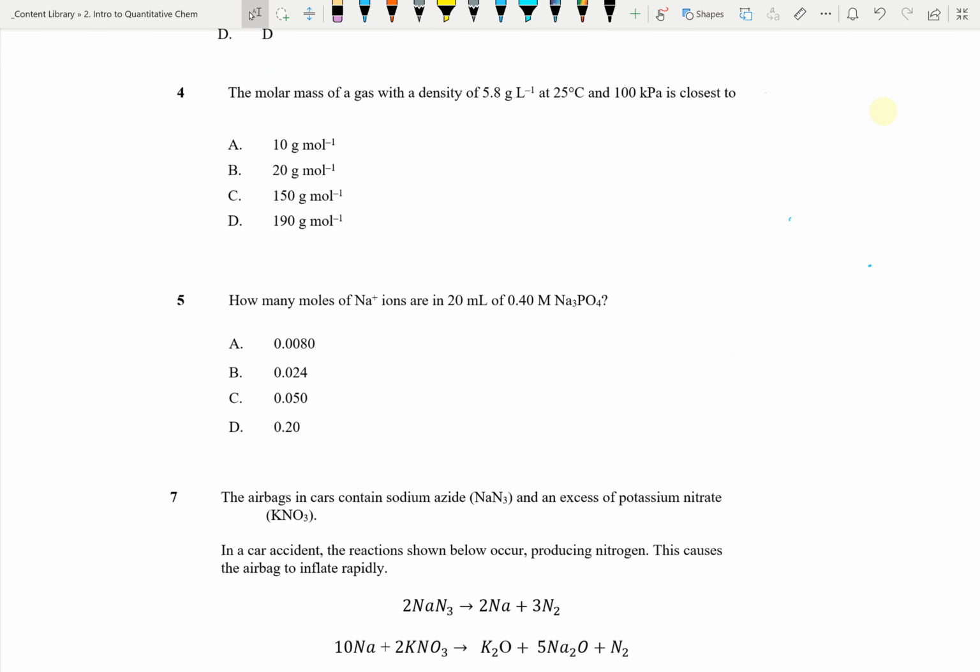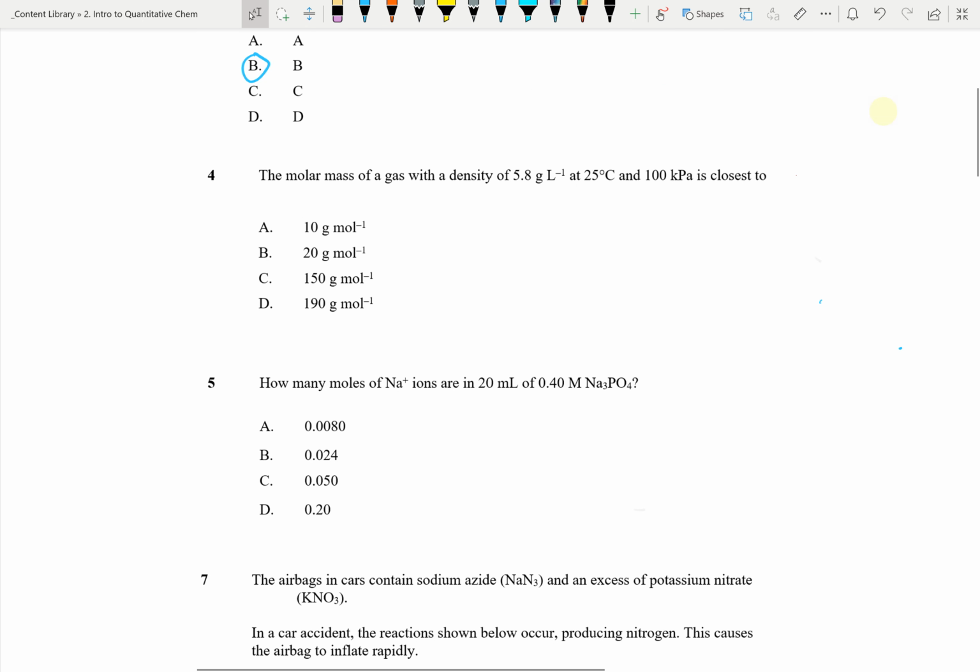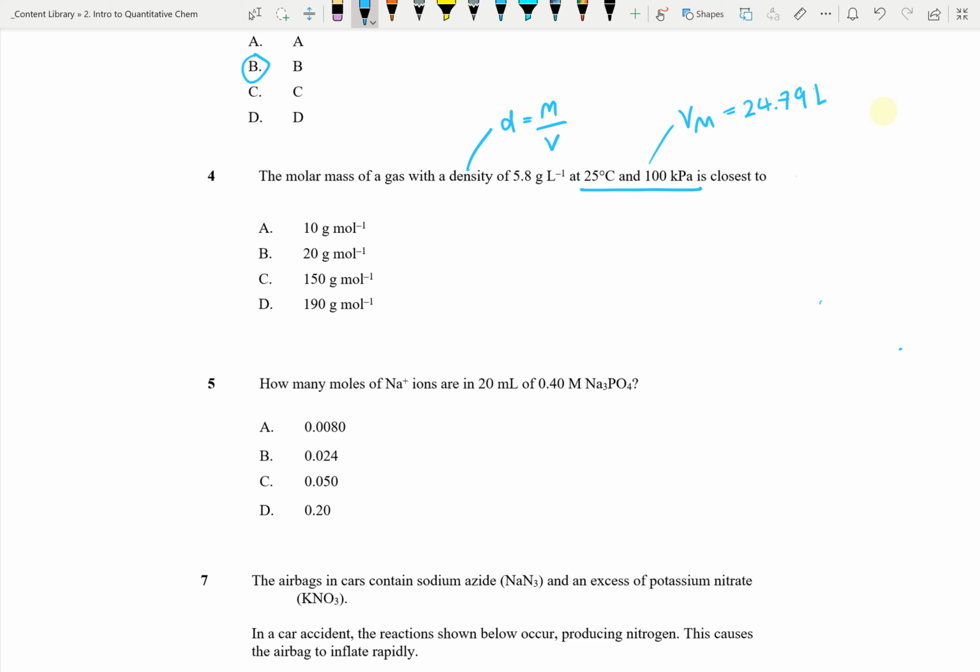For the next question, we've got the molar mass of a gas with a density of 5.8 grams per litre at 25 degrees and 100 kilopascals. First thing that comes to mind for me is I know that the formula for density is mass on volume. I don't know if I need to use it, but it's useful to know. And anytime I see 100 kilopascals and 25 degrees, I know this is molar volume. For this particular one off my data sheet, it's litres per mole.